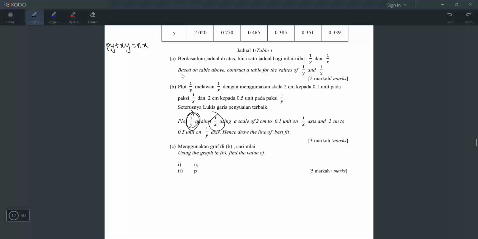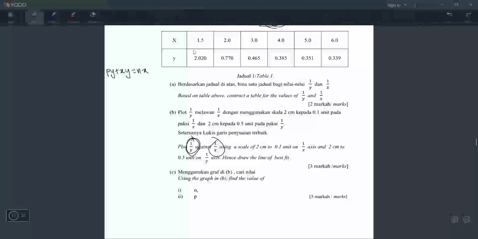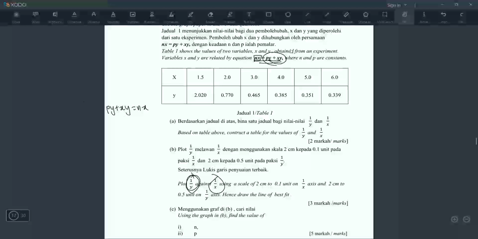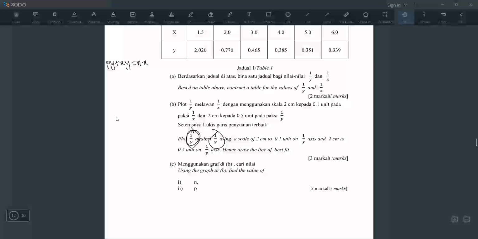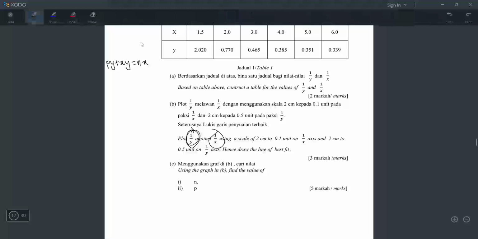Now, the question did not ask me to change to linear form, right? But why do you have to change? Because if you don't change, you can't do part C later. Remember, I taught in class already: in linear law, the first step is always to change the equation to linear form. The question will not ask you to change, but you have to change. That's how you do a linear law question.